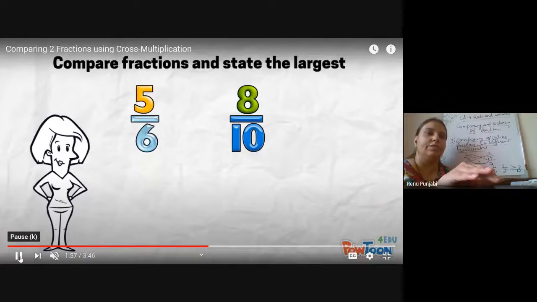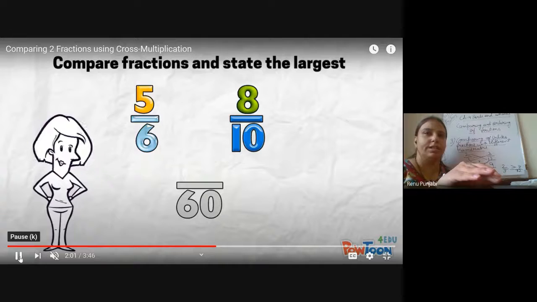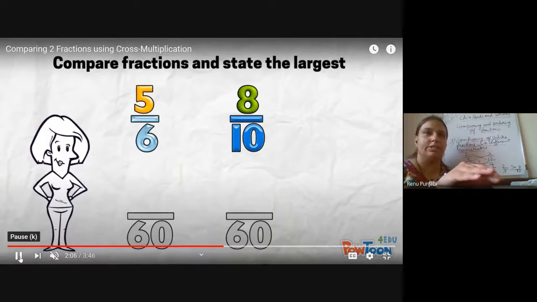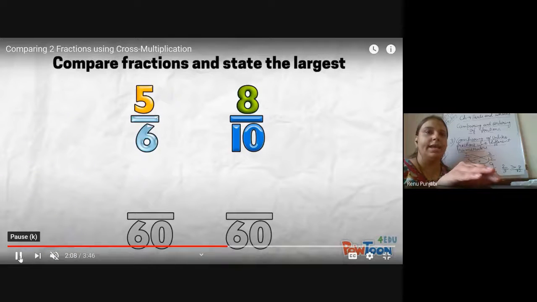Now let us learn with one more example. 5 upon 6, 8 upon 10. Multiply it, make the denominators the same. 6 into 10 is 60. Next step is to do the cross multiplication.